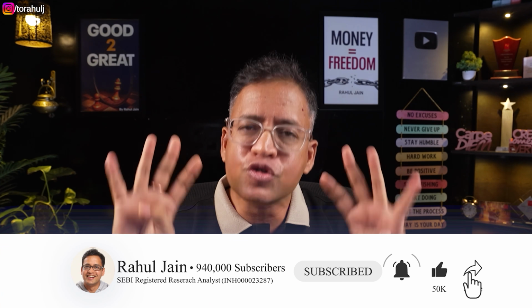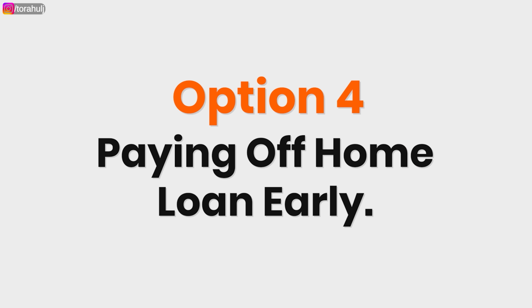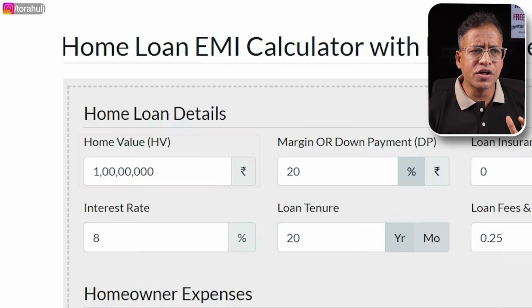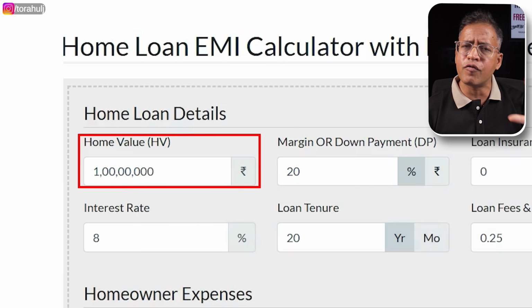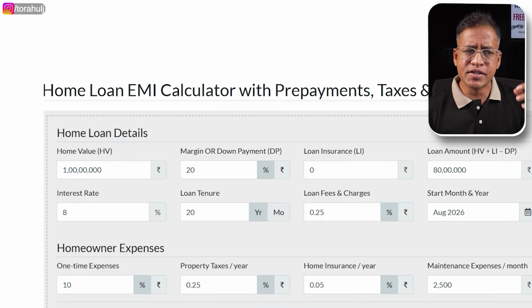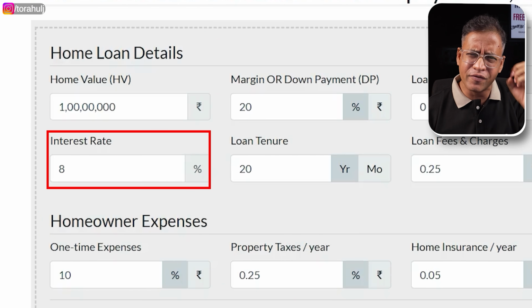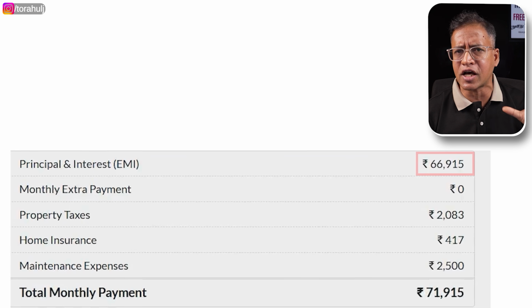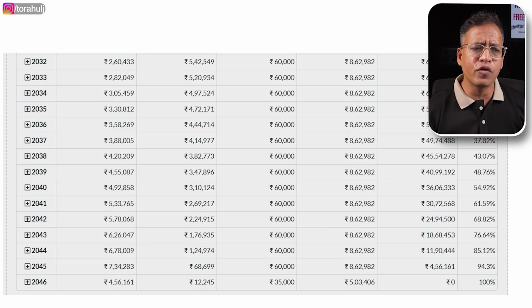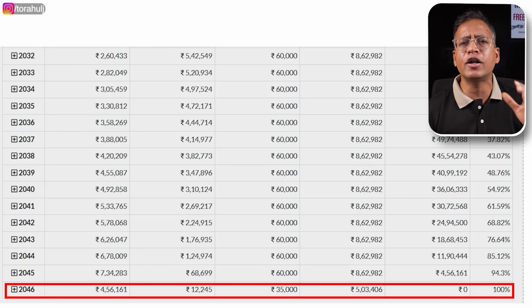Okay. With that, let's go to option number 4, which is that you already have a home loan going on. And using this 50,000 rupees per month, you want to just pay off that loan early so that you have a mental peace. Okay. So I've done some calculations. For example, you have already a home loan of 1 crore. You took it for 20 years at 8% interest rate. Okay. I'm going to make it very, very simple. And let's say you are paying 66,000 rupees of EMI already. The loan will go for 20 years. Let's say that it's going to finish at 2046.